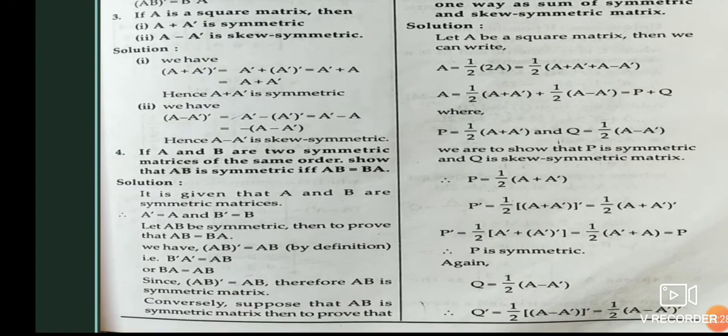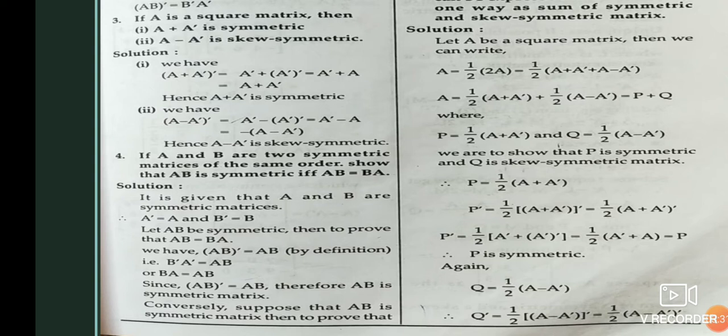Now the next example: if A and B are two symmetric matrices of the same order, show that AB is symmetric if and only if AB is equal to BA.